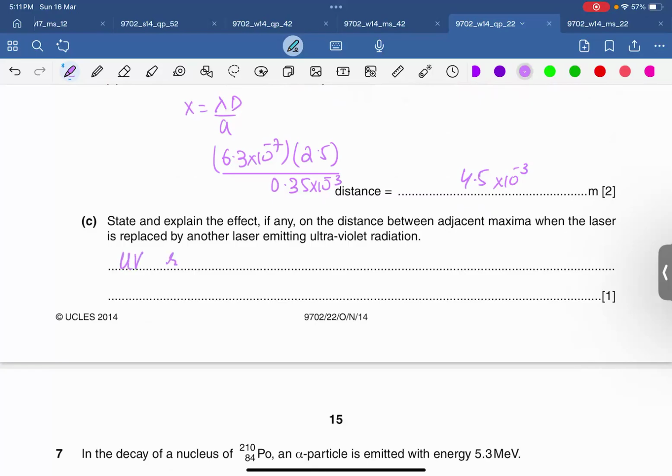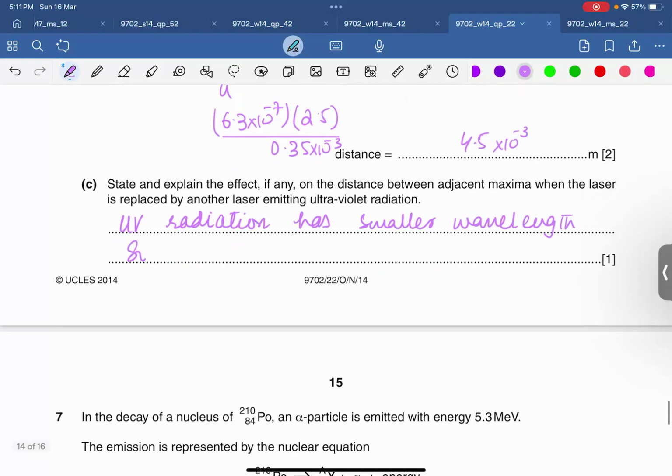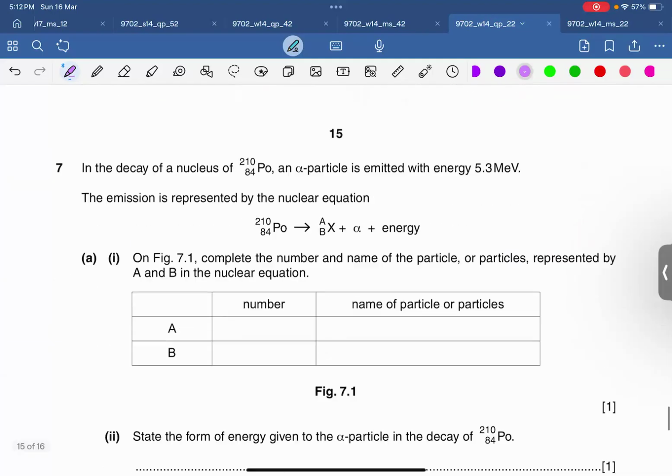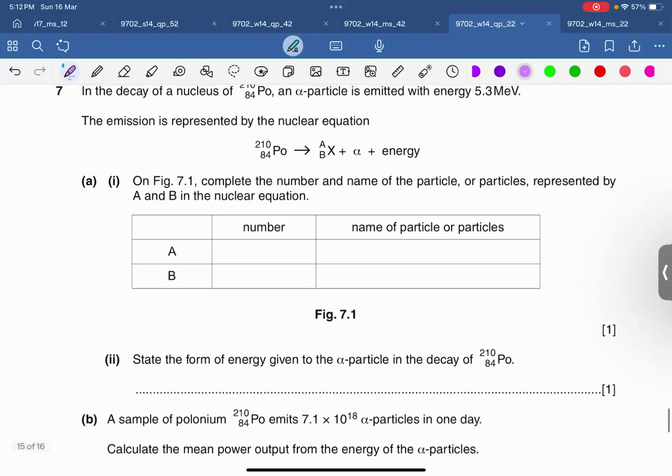Yes, UV radiation has a smaller wavelength, so the separation between the fringes decreases. Okay. Imad, last question for today, read it quickly, someone.